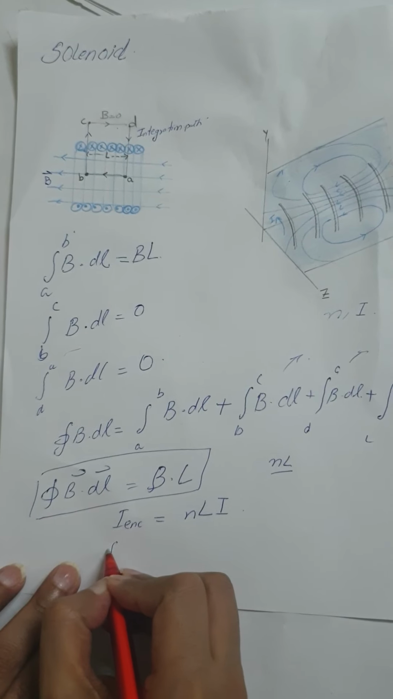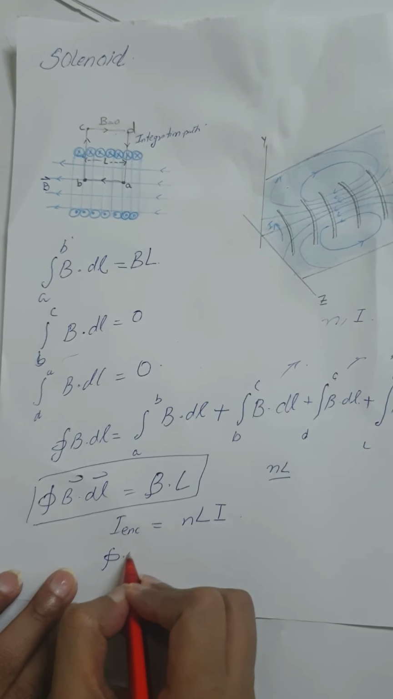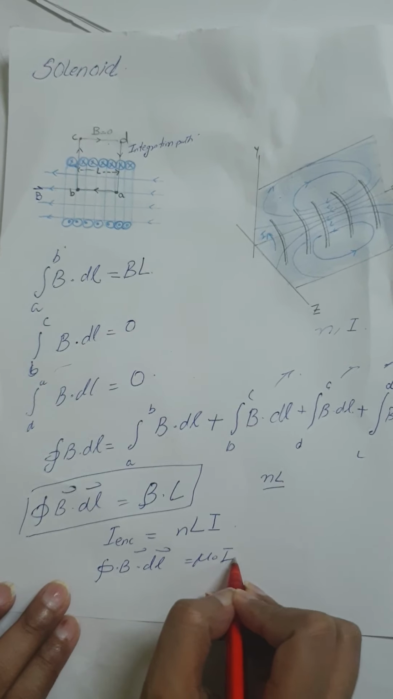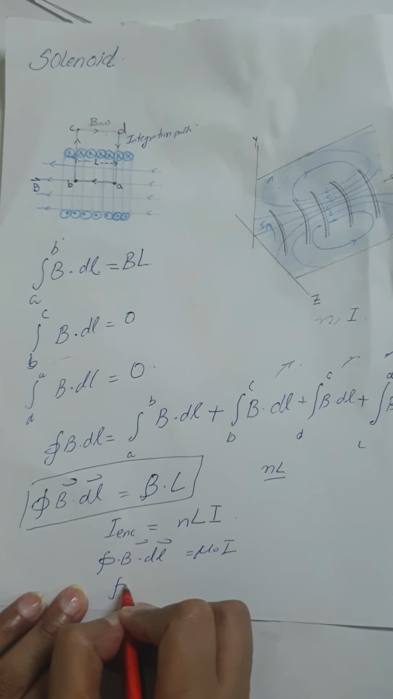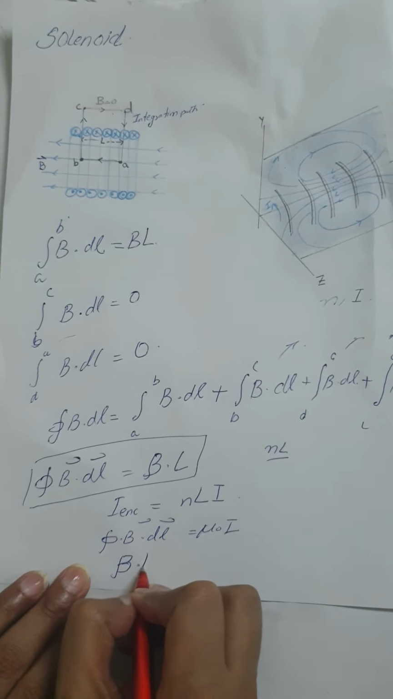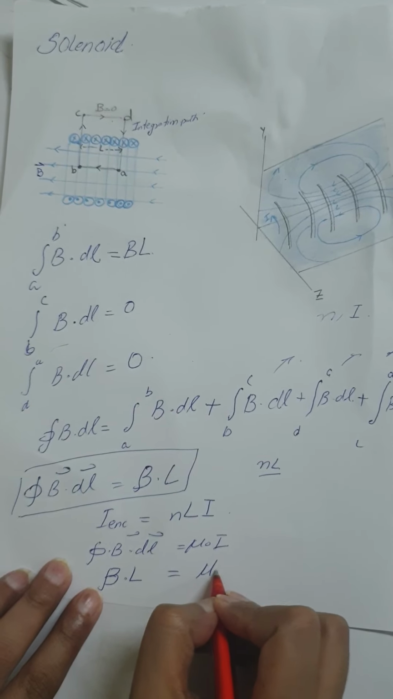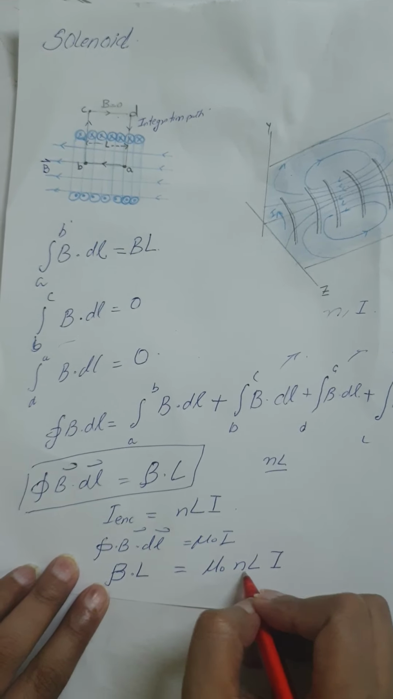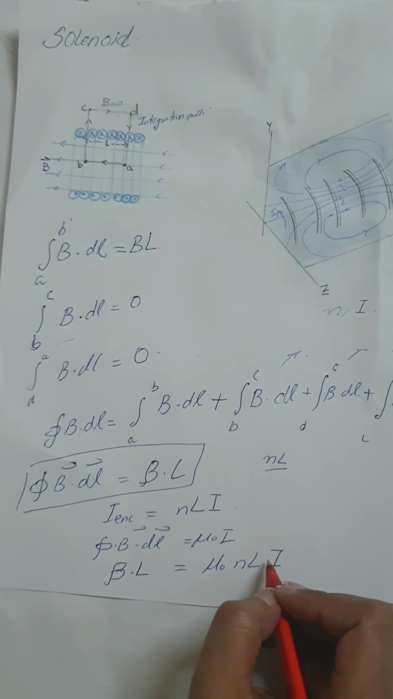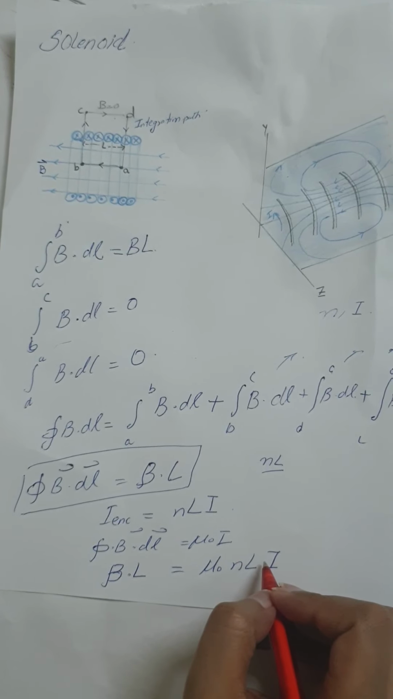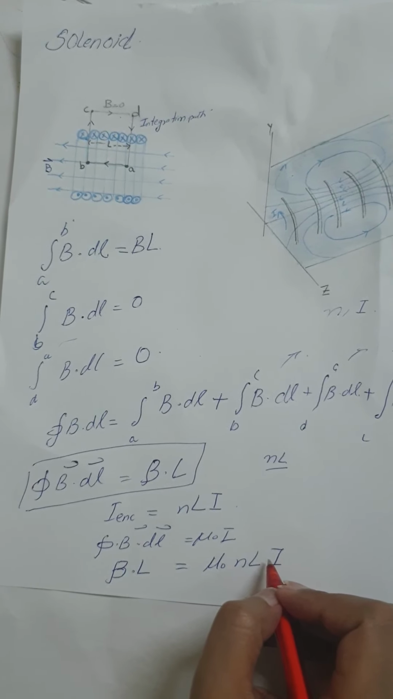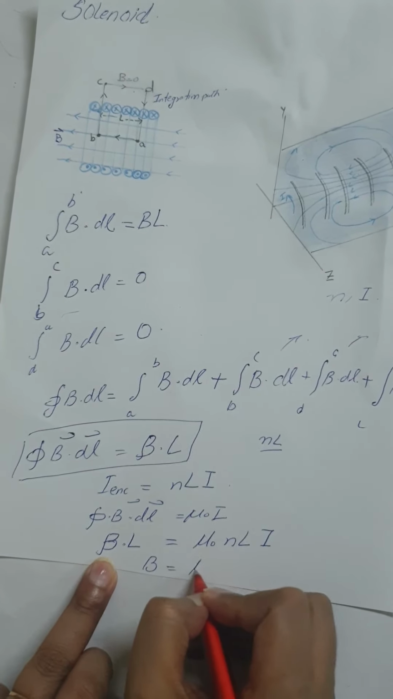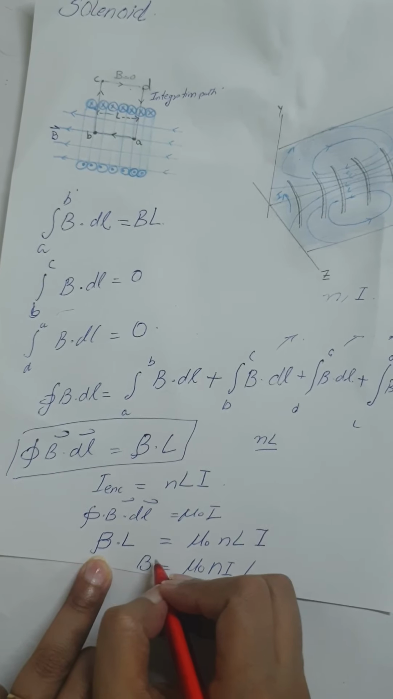So Ampere's law, the integral of B dot dl equals mu naught I enclosed, here becomes BL equals mu naught nLI. So Ampere's law gives the magnitude of the magnetic field: B equals mu naught nI.